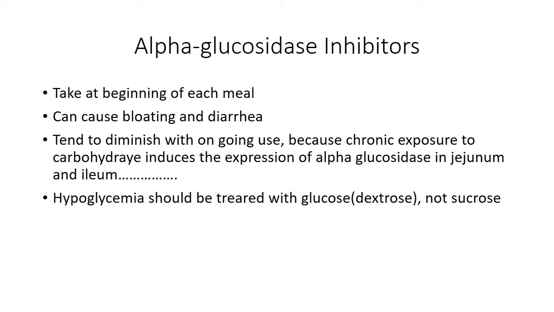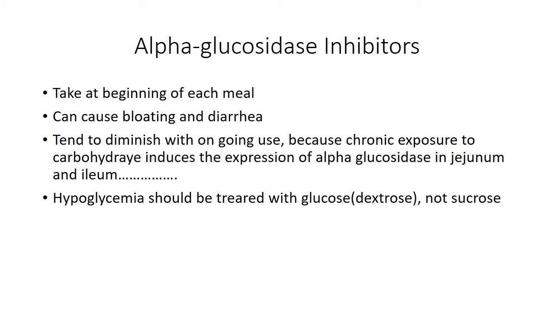They are usually taken at the beginning of each meal. The most common side effects with these alpha glucosidase inhibitors are bloating and diarrhea. But the point is that they usually tend to diminish with ongoing use because chronic exposure to carbohydrate induces the expression of alpha glucosidase in the jejunum and ileum.